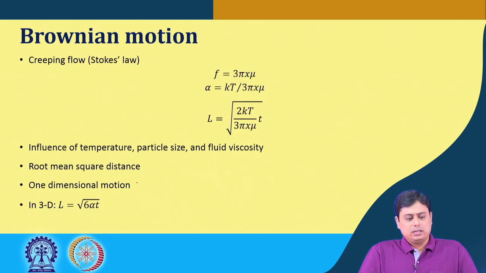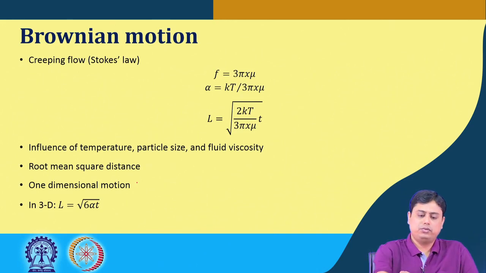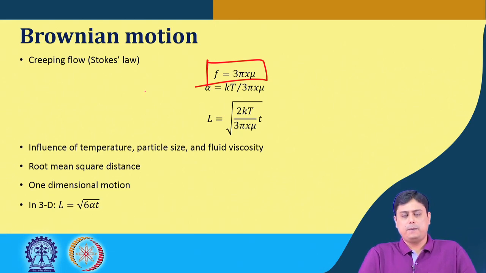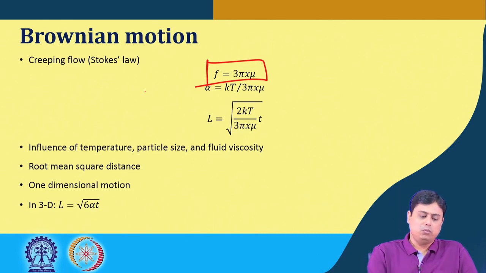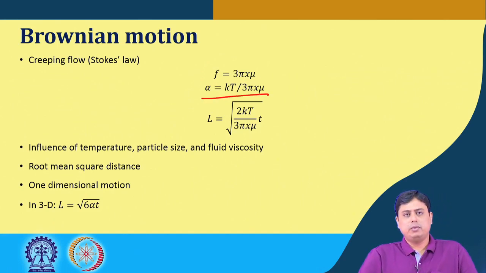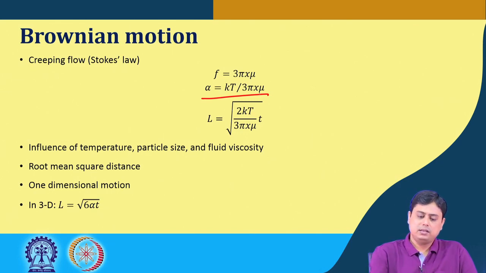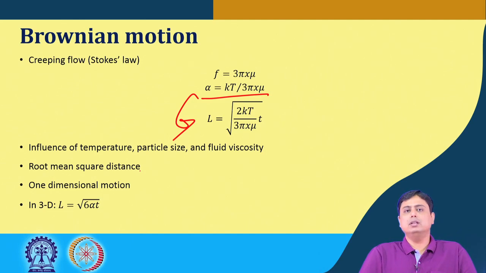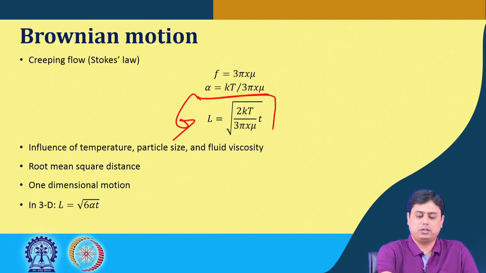Now, with this, say in the creeping flow, we know this f value from the Stokes law, or the expression of f from Stokes law, which is 3 pi x mu, where x is the diameter of the particle, mu is the viscosity of the suspension, which means we have alpha equals kT divided by 3 pi x mu, which implies that the length L that it travels is of this expression.